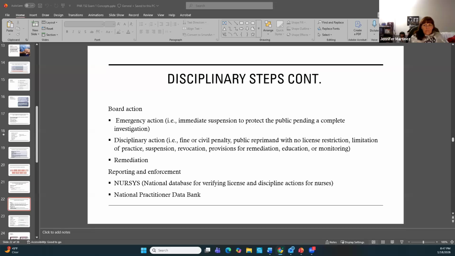And then reporting and enforcement: NURSYS, that is a national database for verifying licenses and discipline actions for nurses. And then we have the National Practitioner Data Bank, and that is all adverse actions taken against a healthcare professional's license need to be reported to the National Practitioner Data Bank.